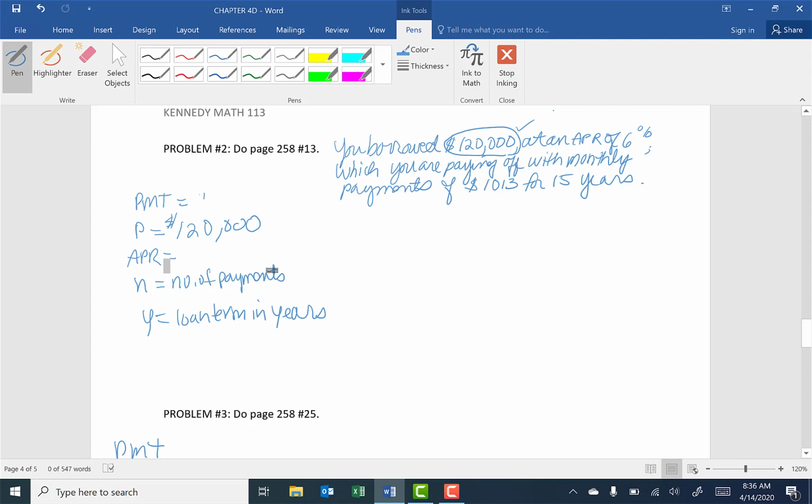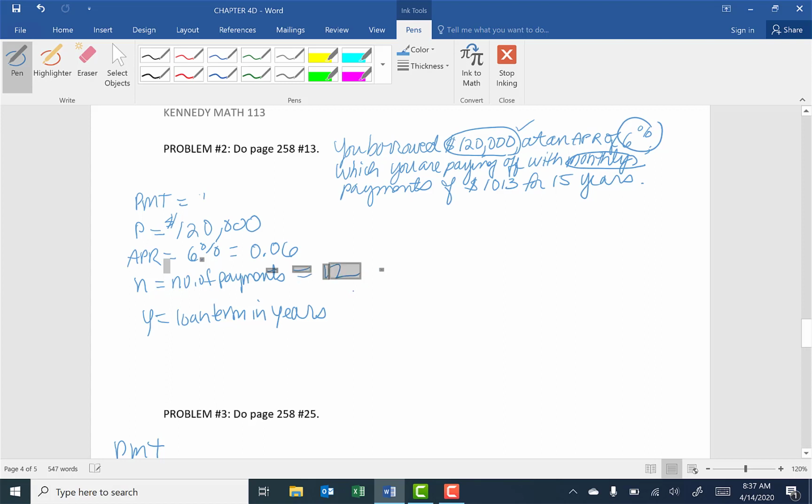The APR is 6%. And we know that we always take the percent and we get rid of the percent and move the decimal to the left two, which gives us 0.06. N is our number of payments. We are making monthly payments, so that would be 12.